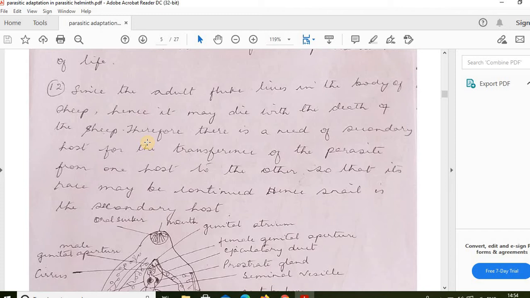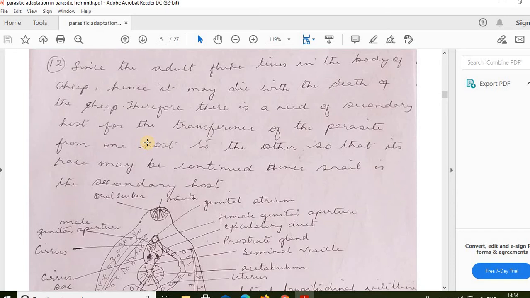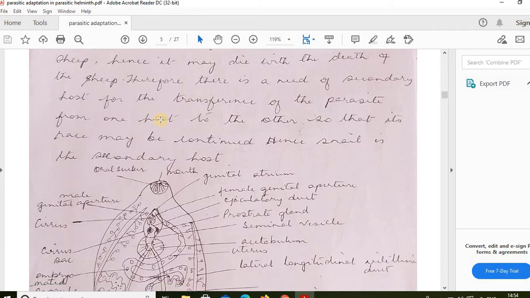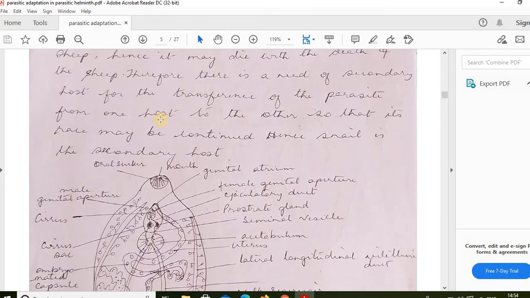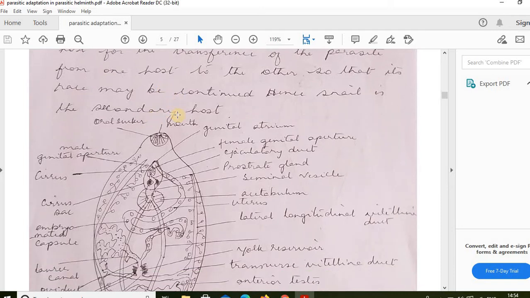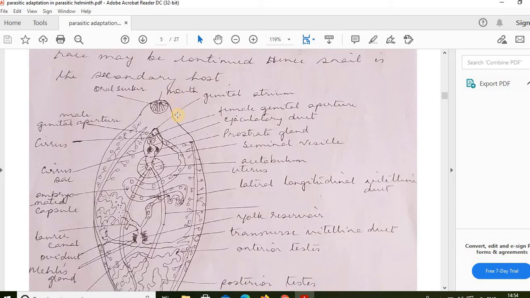Since the adult fluke lives in the liver of a sheep, it may die with the death of the sheep. Suppose the sheep dies, then the liver fluke also will die inside. That's why it needs a secondary host, to complete the life cycle. So the parasite during the larval stage develops inside the body of a snail. So the snail is regarded as a secondary host.